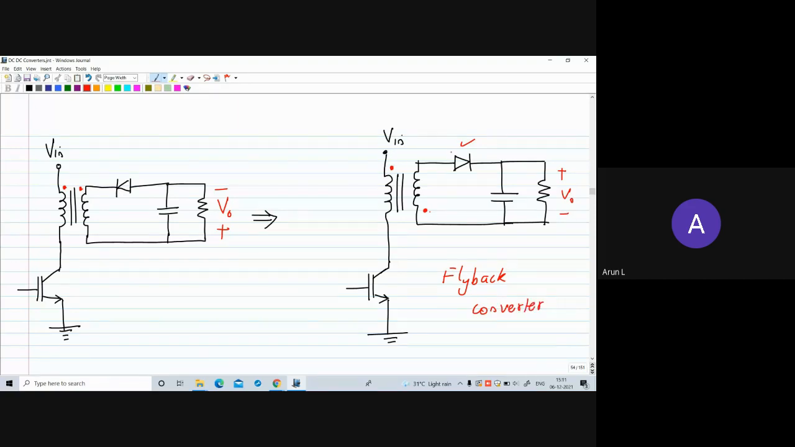So what happens in a flyback converter? When the switch is on, this inductance will store energy in the core. Current will be flowing through this inductance and it will store energy in the core. The moment you open this switch, the energy stored in the core will be delivered to the output through this diode. The diode will turn on.